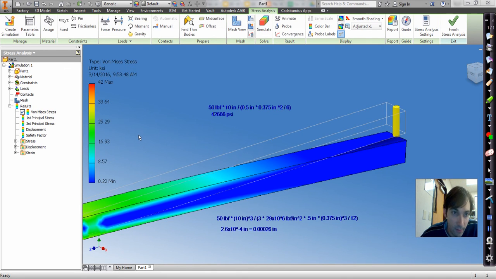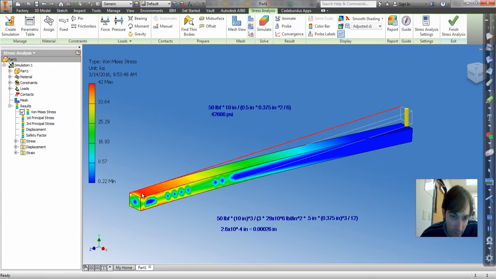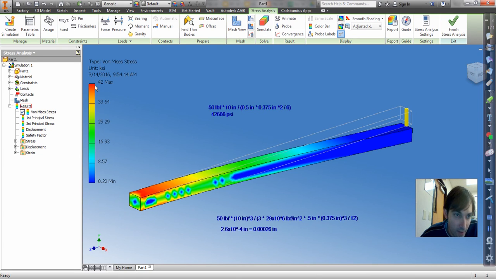Alright, so as we can see, the simulation has finished. It's really cool. You can see a visual of where the highest stresses are. So you could imagine probably right here, right where it's held to the wall. That's where it would break, right? All right, so let's check the von Mises stress. Von Mises stress is, where is the maximum stress? Well, looks like 42,000 psi, which is right around where we calculated.